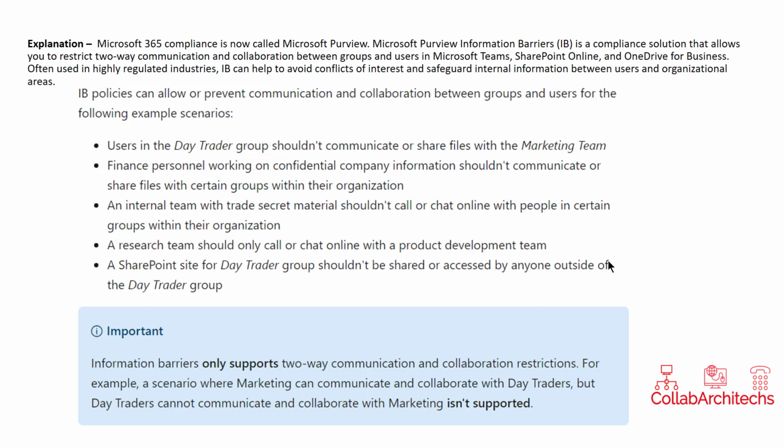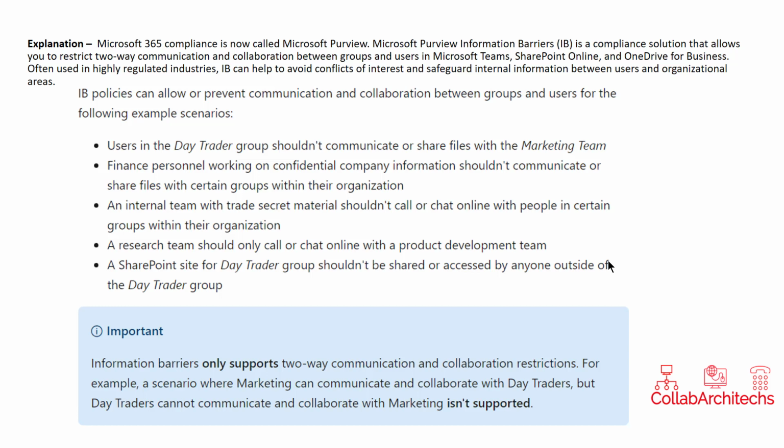Microsoft Purview Information Barrier is a compliance solution that allows you to restrict two-way communication and collaboration between groups and users in Microsoft Teams, SharePoint Online, or OneDrive for Business. Often used in highly regulated industries, IB, which is the information barrier, can help to avoid conflicts of interest and safeguard internal information between users and organizational areas. So option B, information barrier policies, looks like the correct answer.